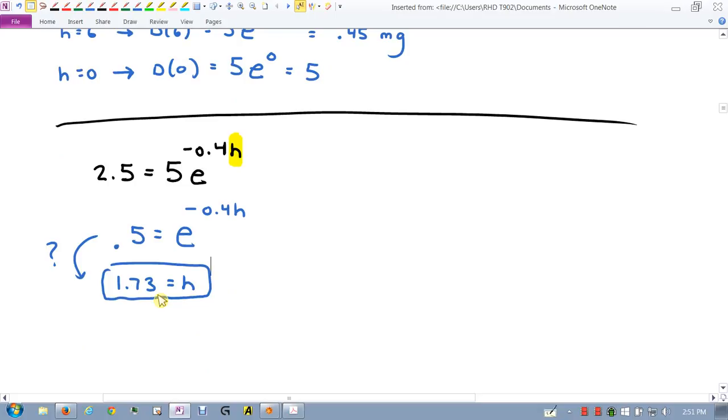So what this means is that half of it goes away every 1.73 hours. So 1.73 hours, half of it's gone. 1.73 hours later, another half's gone. Another 1.73 hours later, another half is gone. And it keeps doing that until it's insignificant. So how do I go from there to there? You have to use logarithms.